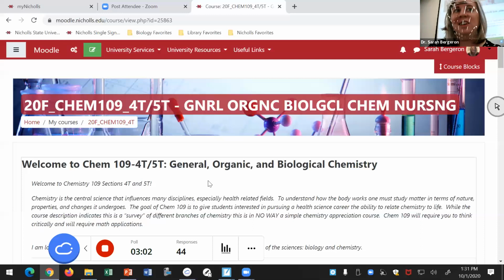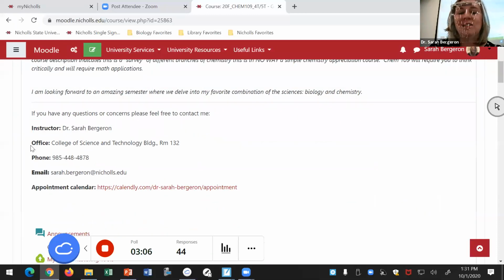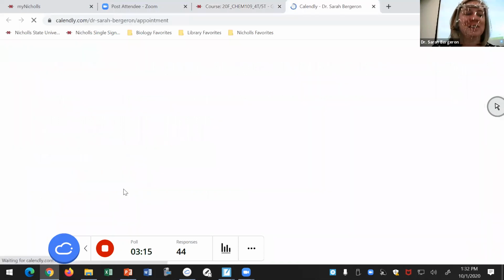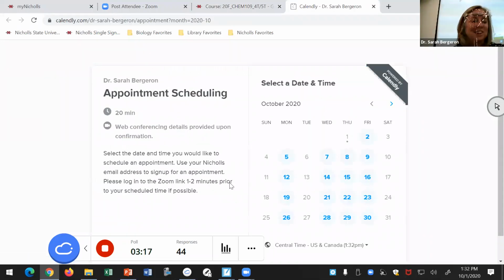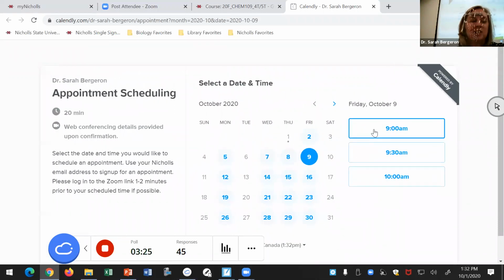It's really easy. You go to the Moodle page. You come down and see my contact info, my phone number, my email. The very next link right here says Calendly. I can't pronounce it, but anyway, it's my calendar. And you see these blue circled days? These are the days that I have open appointments. So if you click on any of the days, you're going to see the available appointments.